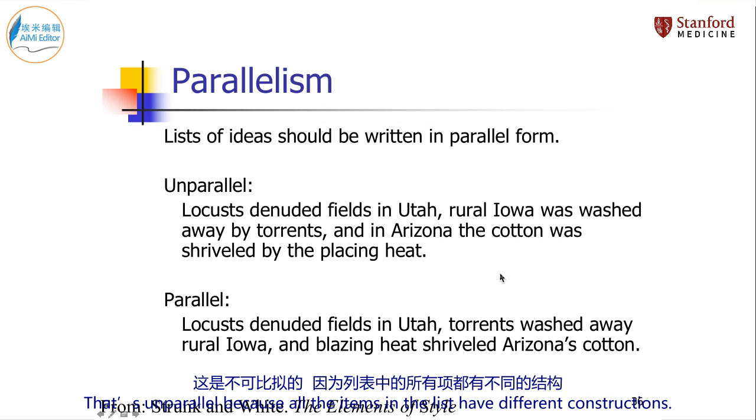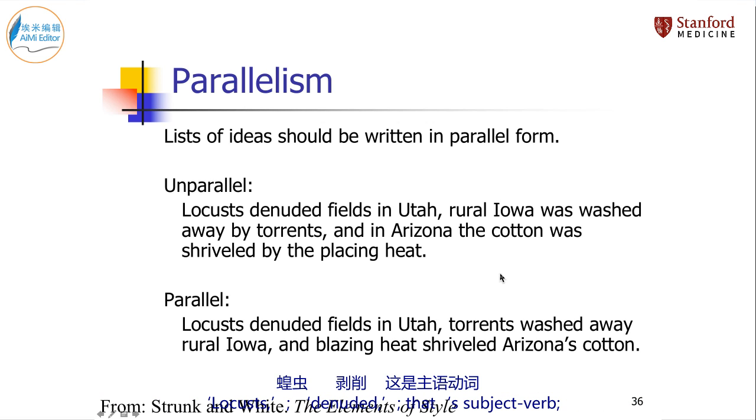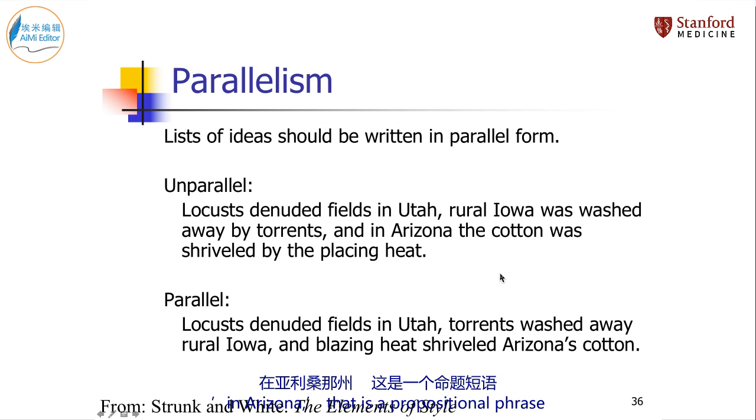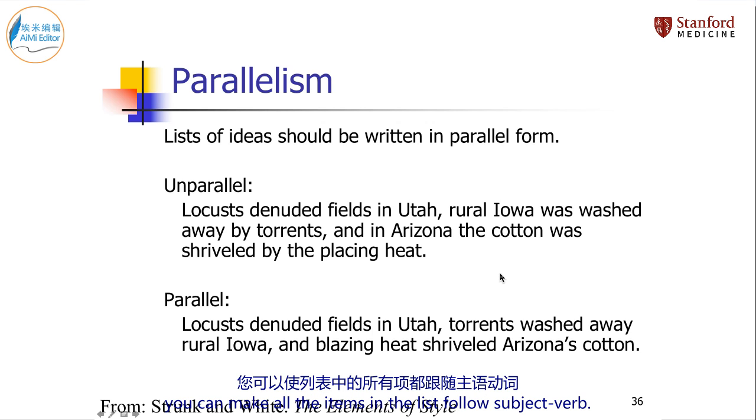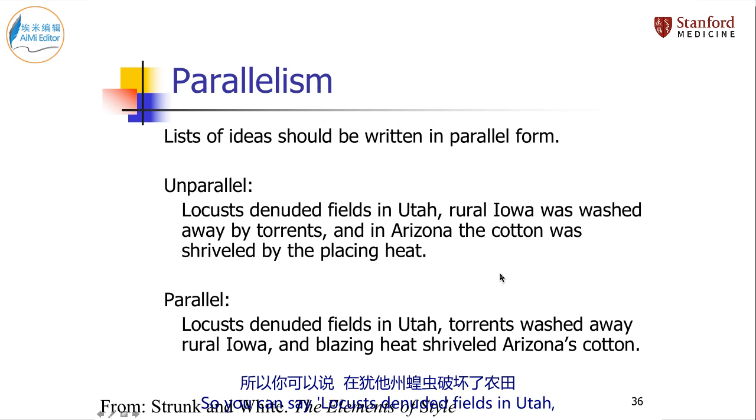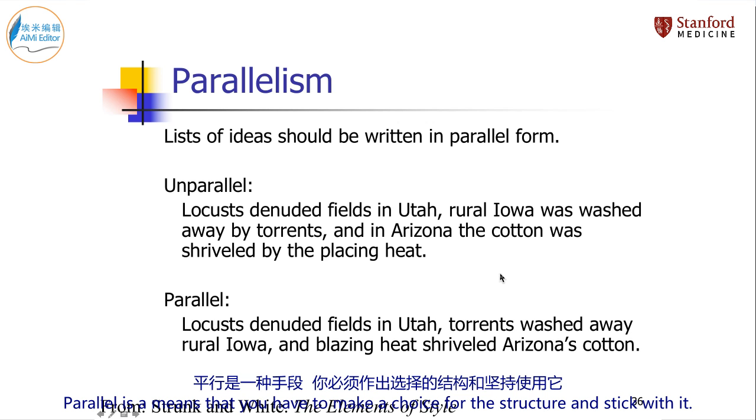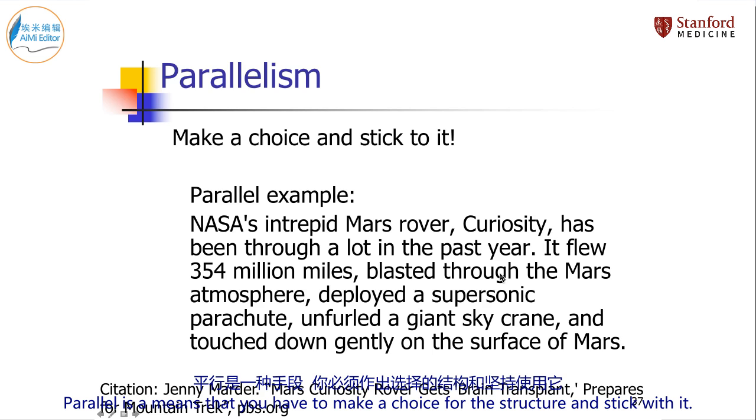That's unparallel because all the items in the list have different constructions. Locusts denuded, that's subject-verb. Rural Iowa was washed away, that's in the passive voice. In Arizona, that's a prepositional phrase. To make this sentence parallel, you can make all the items in the list follow subject-verb. So you can say, locusts denuded fields in Utah, torrents washed away rural Iowa, and blazing heat shriveled Arizona's cotton. All of those follow subject-verb. Parallelism means that you have to make a choice for the structure and stick with it.